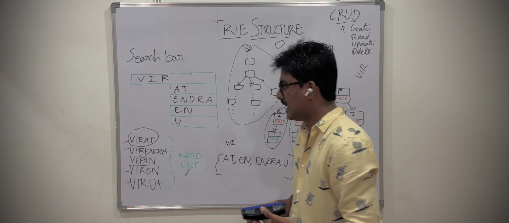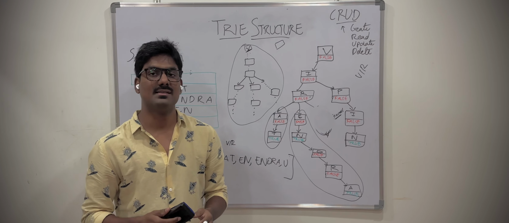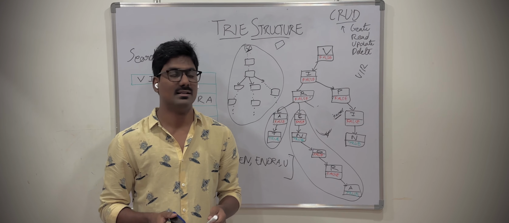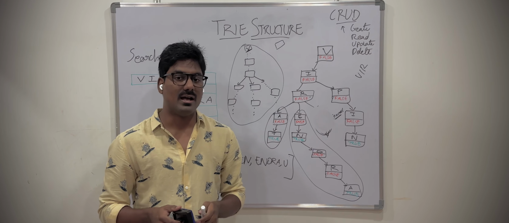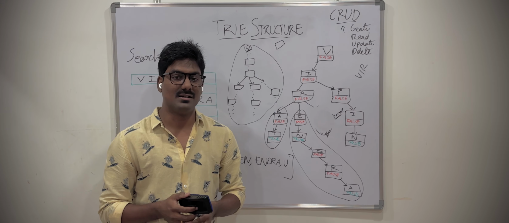I really hope you guys understood how the trie structure works. The CRUD operations on trie I've also explained. I really hope that you got it.